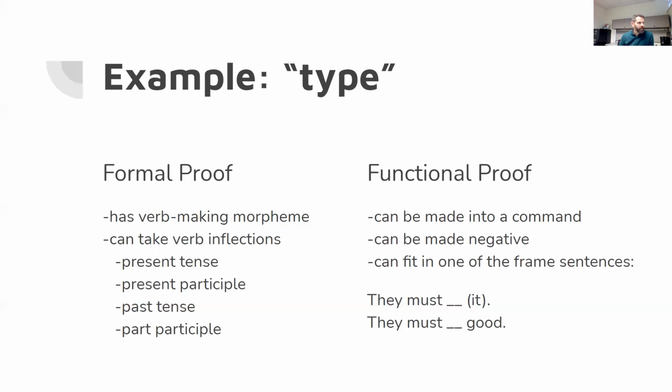And we'll do one more here, type. Okay, I don't know that we would say type has a verb-making morpheme, but it can take all those inflections: type, types, typed, typing, had typed. Okay. Type is a command, cannot type, will not type, okay, and they must type, or also they must type it, as in they must type the paper.